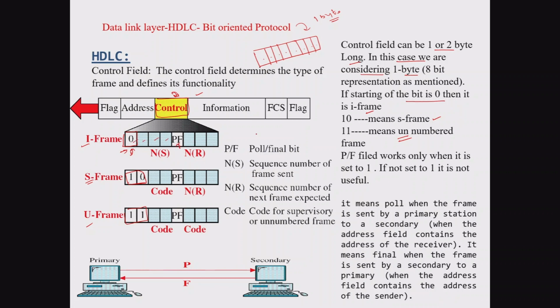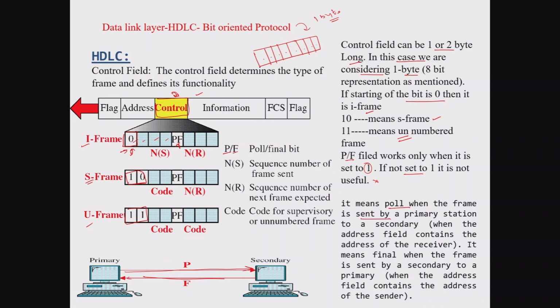This 5th bit we call the poll/final bit. Most of the time we are not going to use this poll/final bit. It is activated only when it is set to 1. If it is not set to 1, there is no use of the poll/final bit. Here we have the poll, and here we have the final. So what is the meaning of poll?